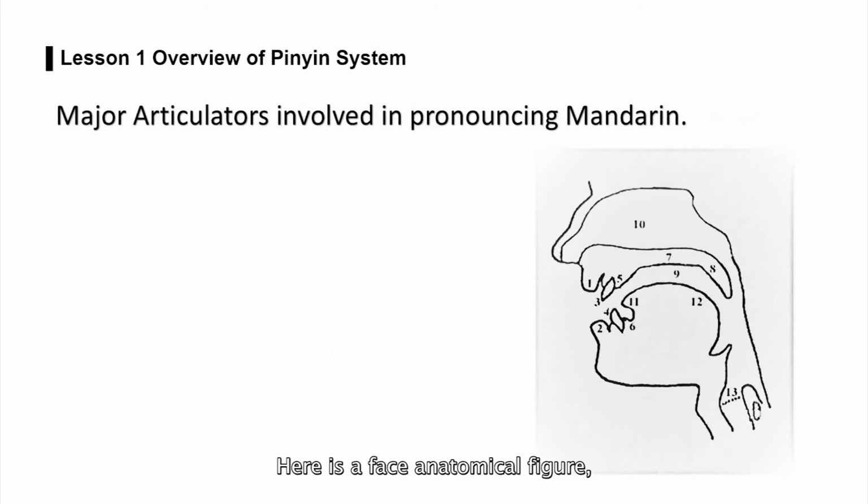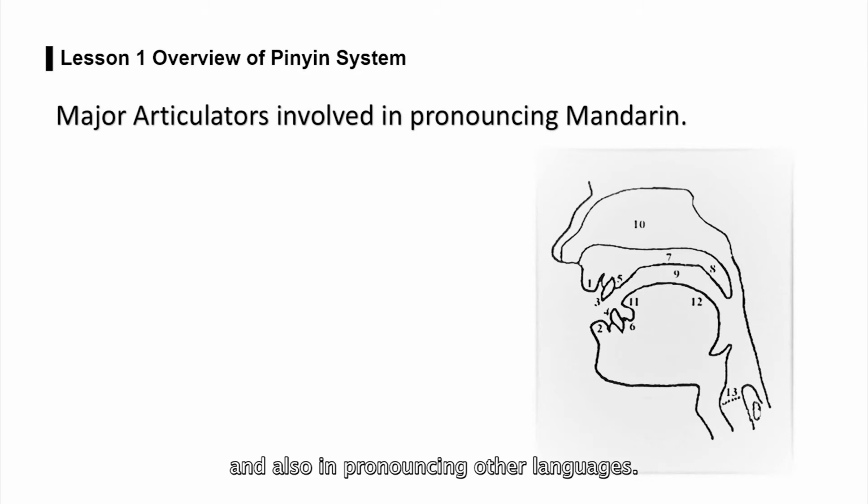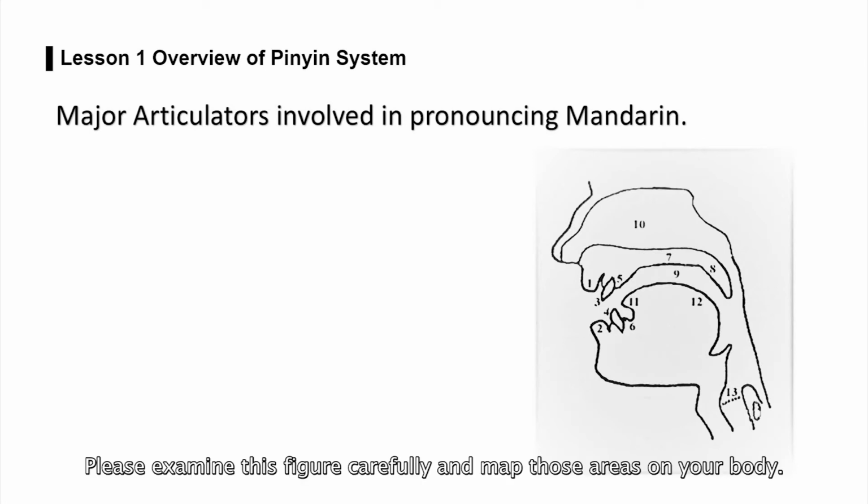Here is a face anatomical figure. It shows the major articulators involved in pronouncing Mandarin and also in pronouncing other languages. Please examine this figure carefully and map those areas on your body.